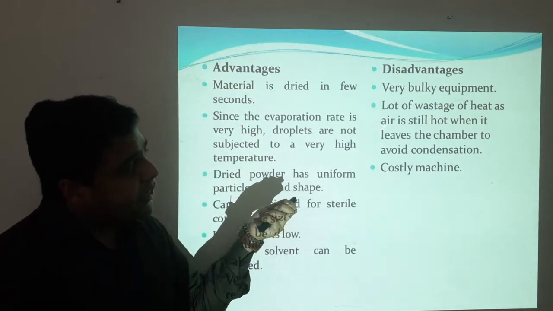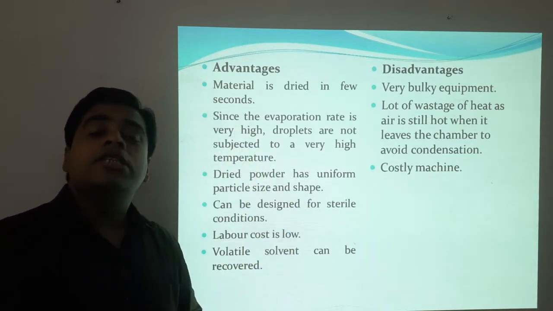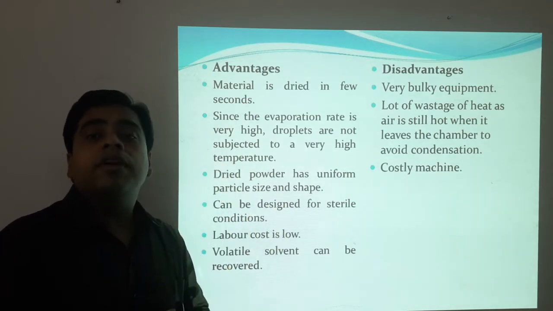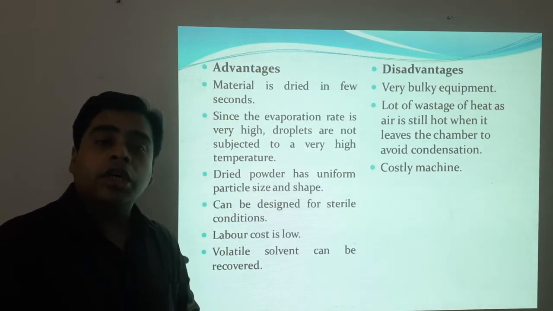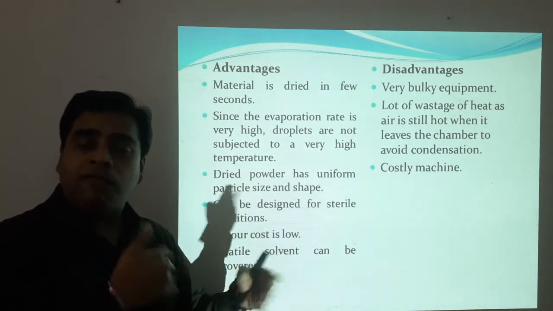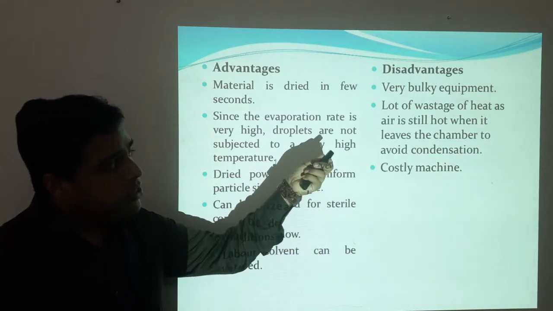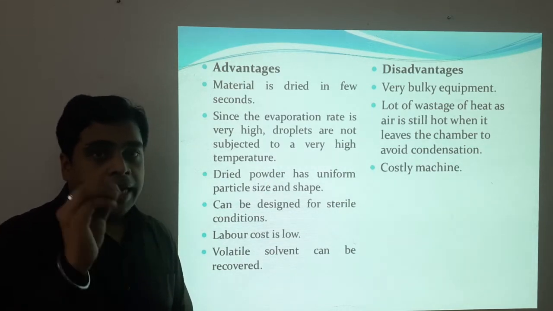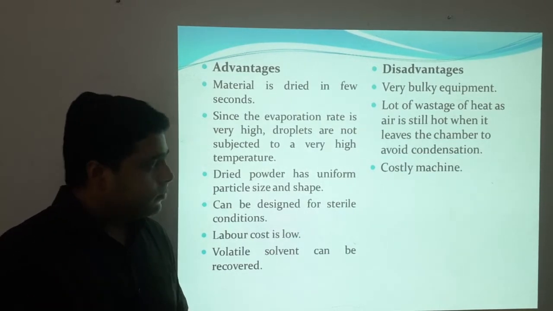Lot of wastage of heat happens because when the hot air leaves the chamber, it is still quite hot, and we cannot handle that hot air because we have to avoid condensation also. So to avoid condensation, we have to shift the entire air which goes through after separating the dry products from it through the cyclone separator. So lot of wastage of heat happens because the air leaving the drying chamber is still hot. It is a costly machine. That is another disadvantage.